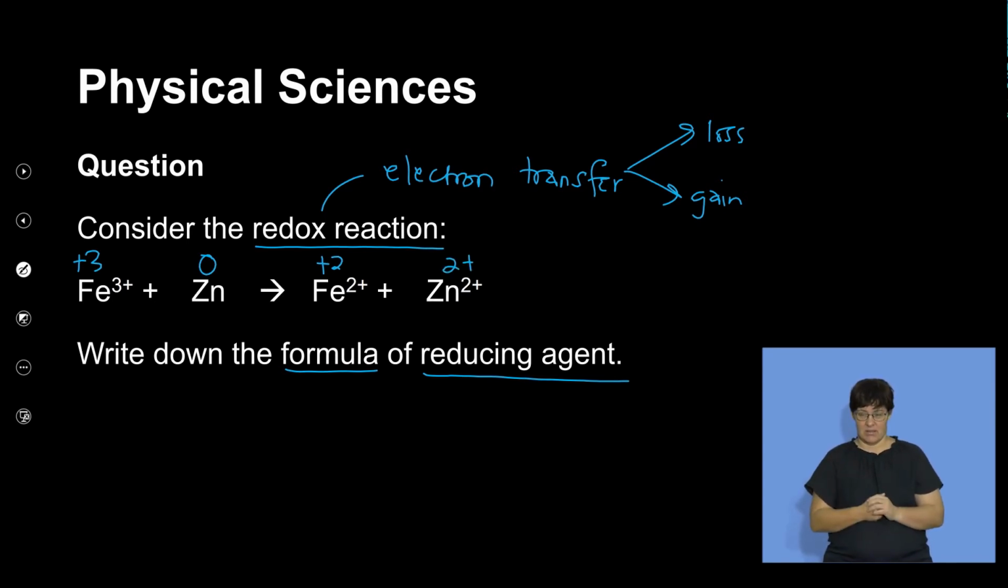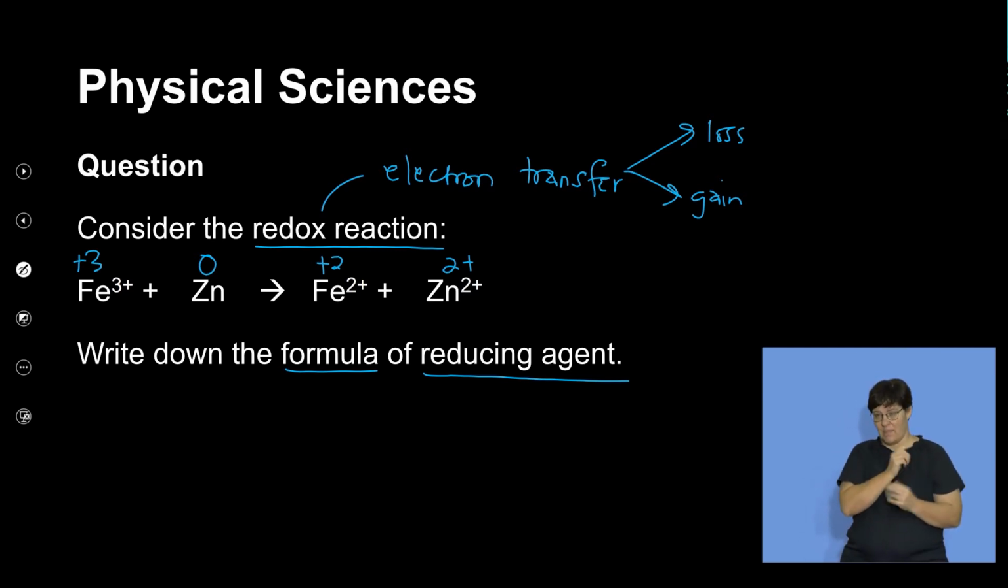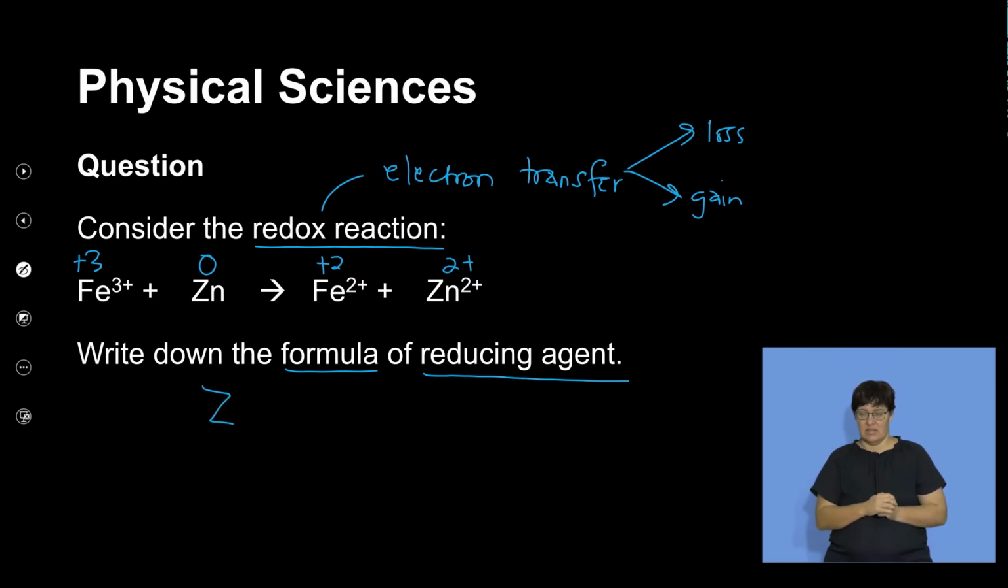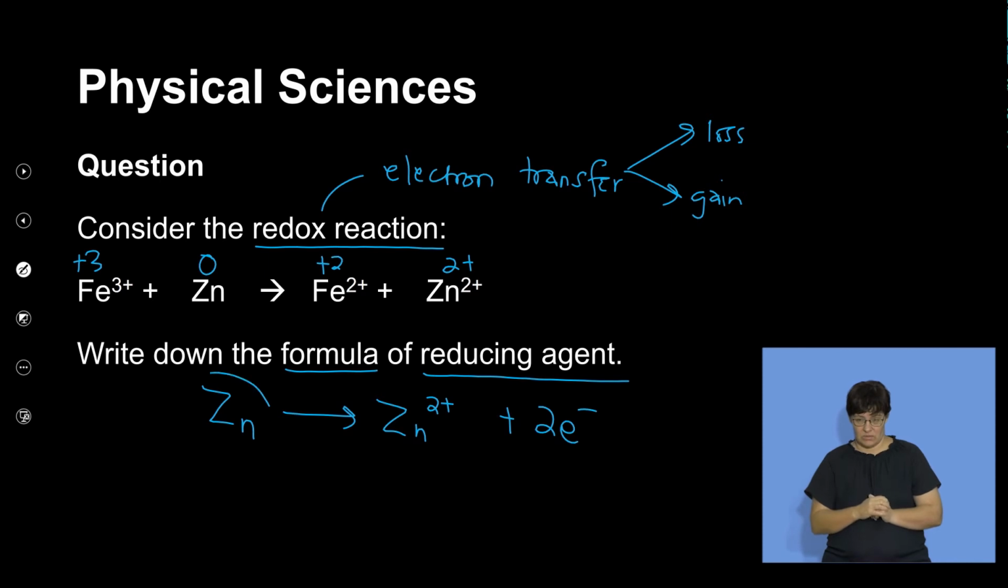So a reducing agent is actually a substance that undergoes the loss of electrons, oxidation. So there needs to be an increase in the oxidation number, right? So a substance that undergoes the loss in this case is zinc. So the zinc metal, according to the equation, Zn, to give us Zn 2 plus, plus 2 electrons. So this is the substance that loses electrons. It is a reducing agent because it underwent oxidation. So the formula, therefore, is zinc, Zn, right?